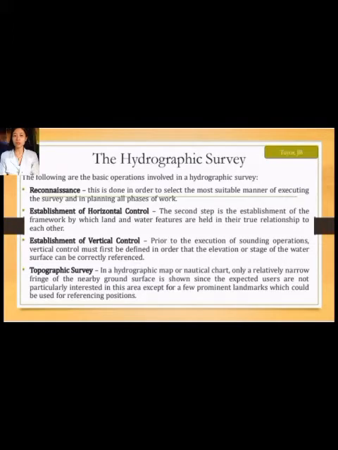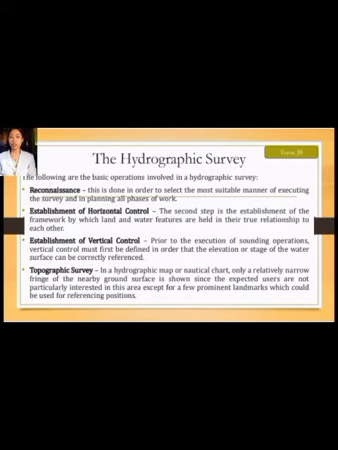This step is the establishment of the framework by which land and water features are held in their true relationship to each other. And horizontal control is usually defined by triangulation system, and it is very important to cite all objects which will be useful as the control points because this will be referred to later when locating soundings. And these signals should be erected at locations along the shore which could be used as the defined boundaries at a survey site. And the third is the establishment of vertical control.